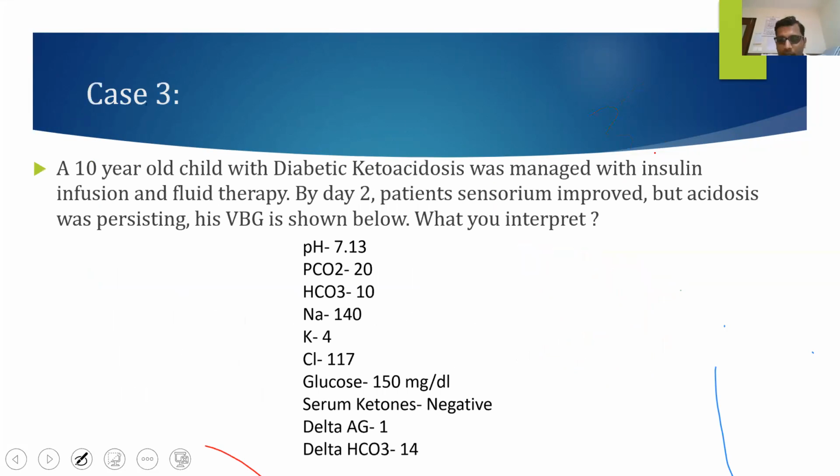Now, this is the patient we discussed previously, the 10-year-old with DKA. He was given insulin infusion and fluid therapy. Okay, so by day 2, the patient's sensorium improved, but his acidosis was persisting. Maybe the ketones also became negative, but the acidosis was persisting. Bicarbonate still was 10. So what do you interpret from this? The hint is: look at the delta anion gap, look at the delta bicarbonate.